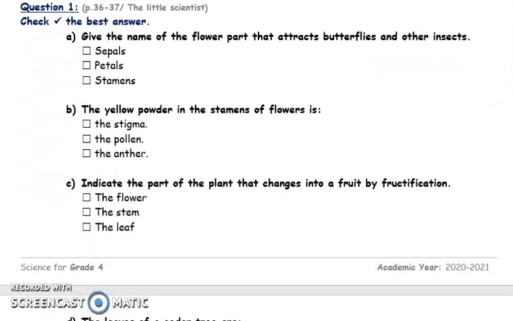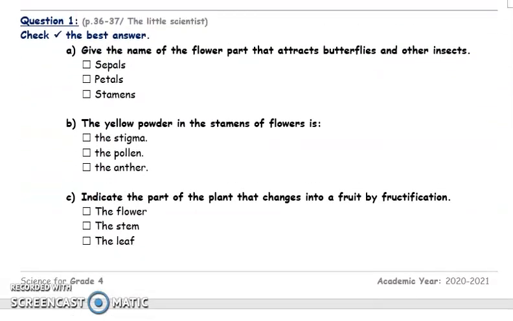Let's start with question number one. It's question number one on the page. Give the name of the flower part that attracts butterflies and other pollinators. Petals are the colorful parts of the flower that attract pollinators. So pollinators are attracted to their colors and their perfume.